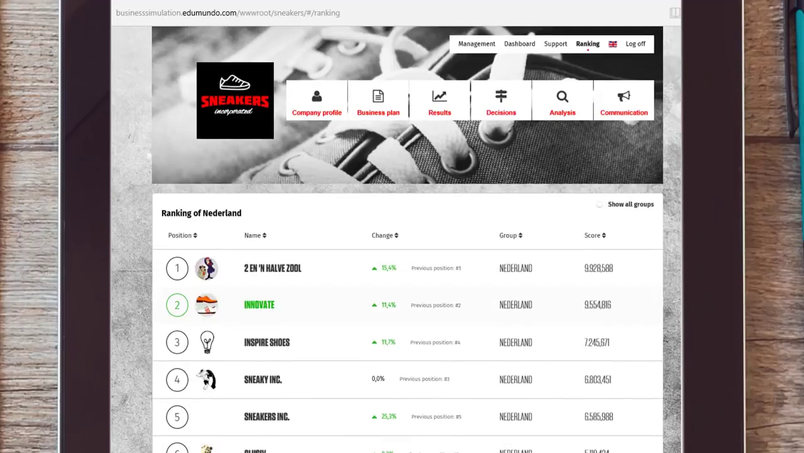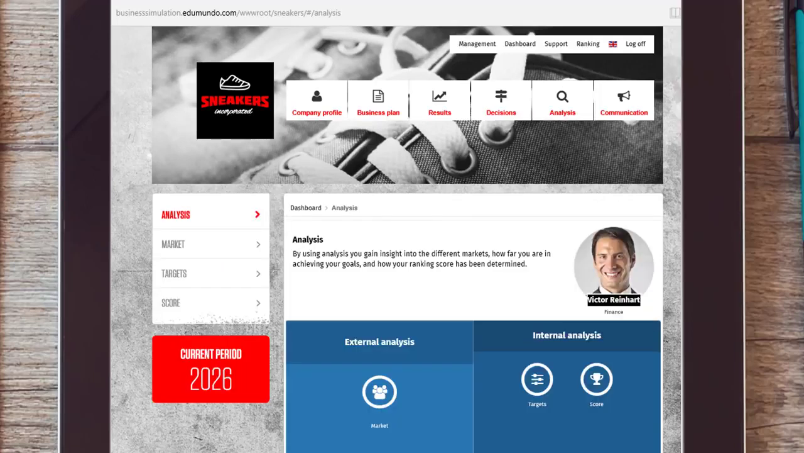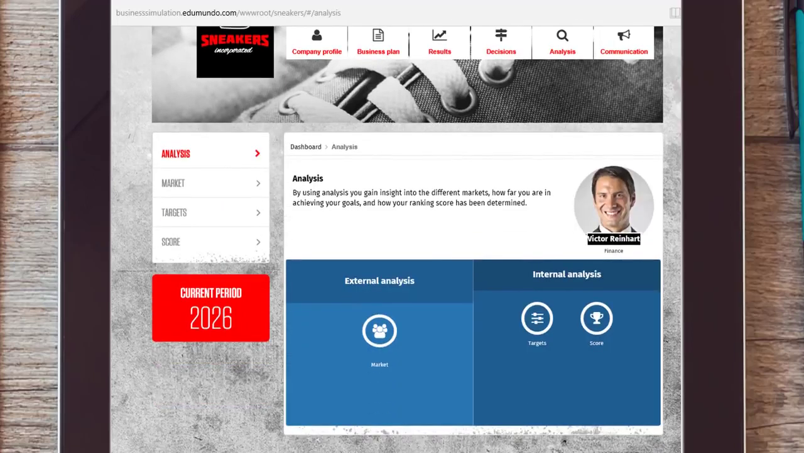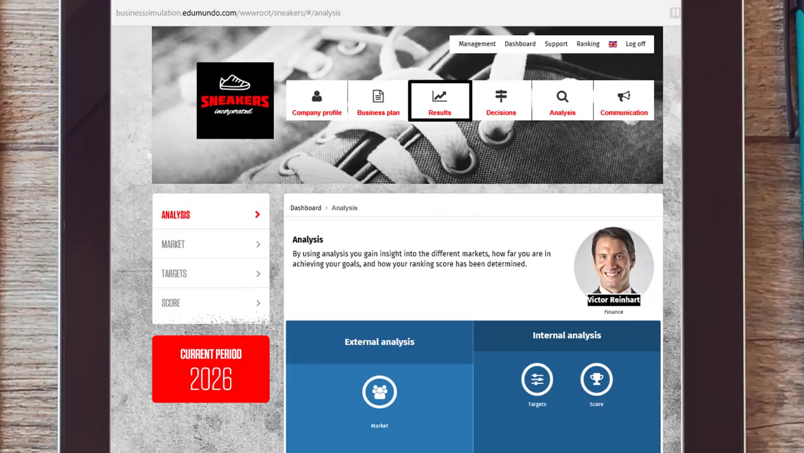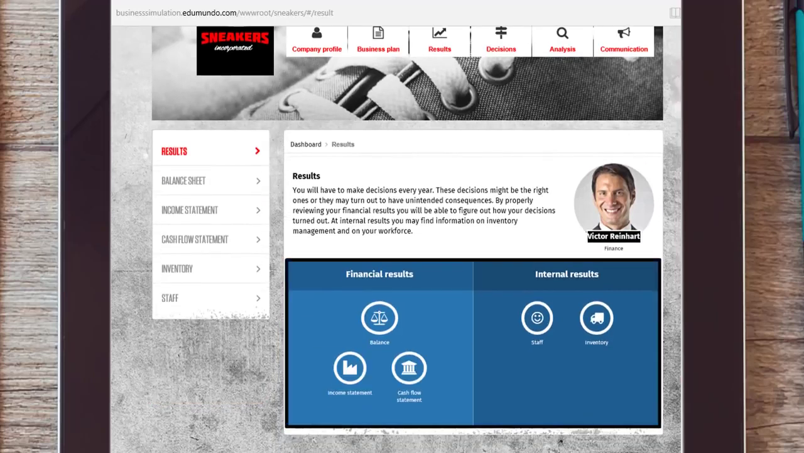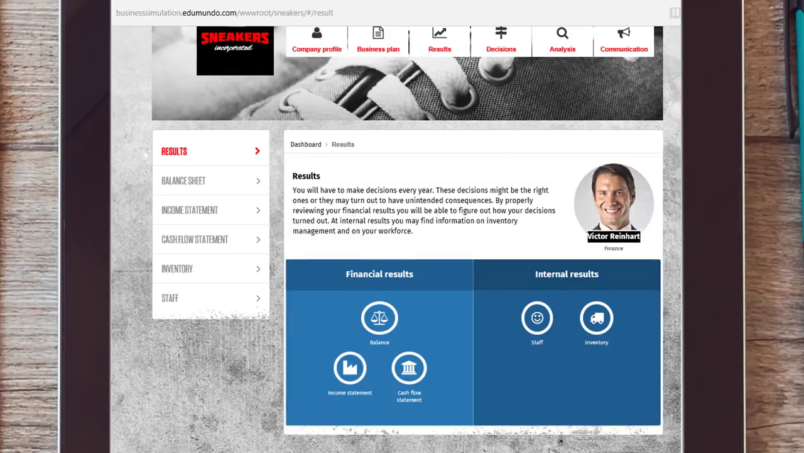Before you can determine the business goals of your organization, you have to conduct an analysis. First, analyze the market. Go to analysis and take a look at the sneaker market. To find all the relevant information on both your financial position and your current workforce, click on Results. Here you can see how your company is doing. After the first round, you can also find information on sales and the inventory level.